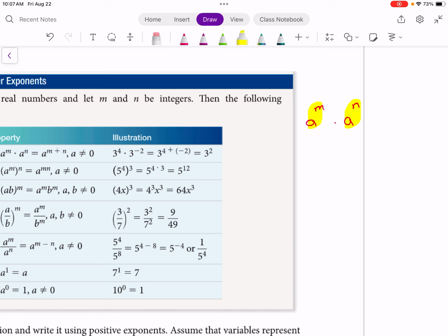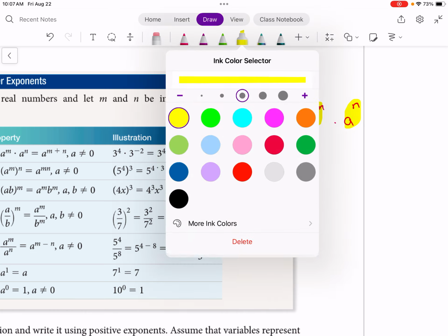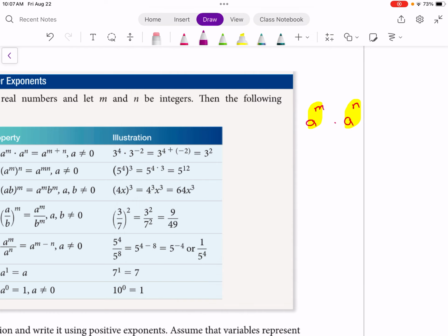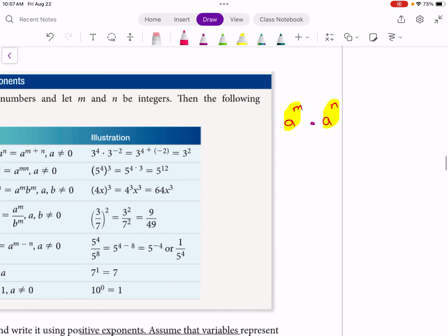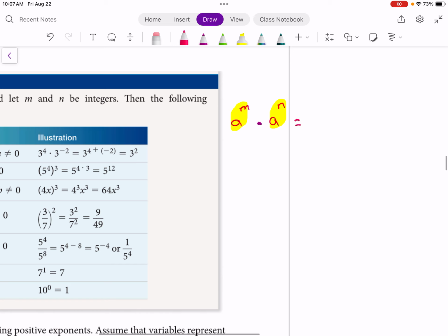Now, if we are multiplying exponential expressions with the same base, then the product is: the base remains the same, and we add the exponents. This condition is used only when we have exactly the same base.